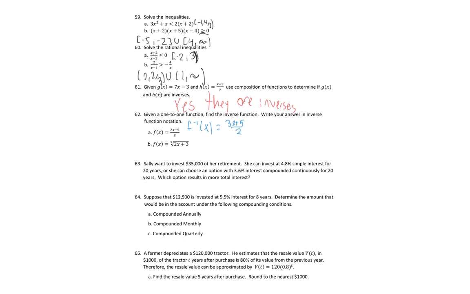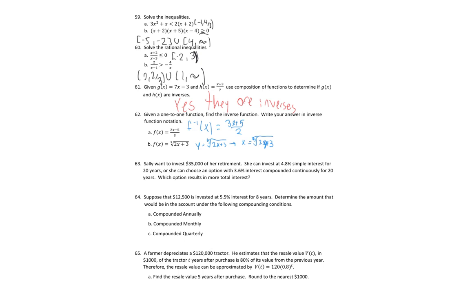Going to the next one, let's say y equals the 5th root of 2x plus 3. Switch my x and y's. So x equals the 5th root of 2y plus 3. And now I'll put my y in there, and we need to solve for y.